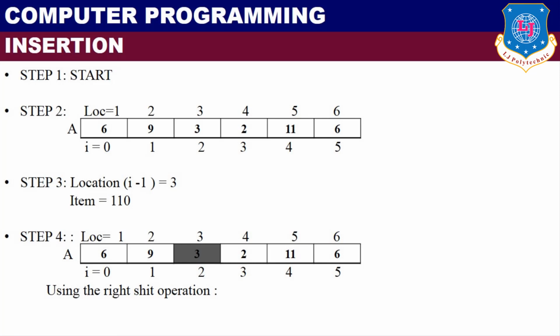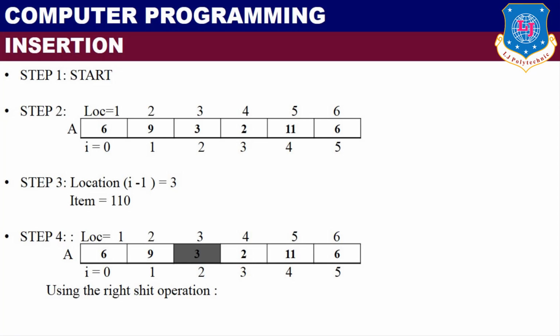Here the index always starts from 0. So the first element will be A of 0, the next one will be A of 1, and so on. A of 0 is considered as location number 1, A of 1 as location number 2, A of 2 as location number 3 and so on. So if we want to insert an element at a particular location, we specify A of location minus 1. If you want to insert an element at location number 3, it is actually location minus 1, which means A of 2.